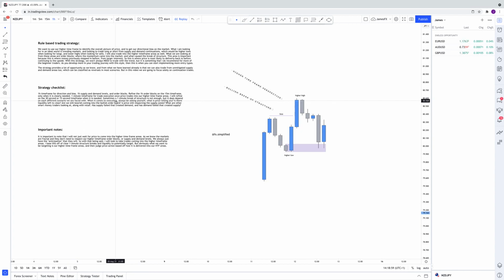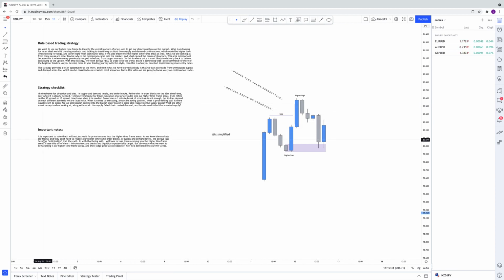So when it comes to executing, always be asking yourself, what is price telling you? Is there liquidity left to clear? Are we still bearish coming into the bullish order block? Is price still respecting the supply zones on a lower time frame, that is? What are other smart money traders looking at along with retail traders? Has supply failed that created demand, and has demand failed that created supply? So these are the questions that I'm always asking myself when I'm looking at entering trades, and it's important that you do the same. So you can stick to taking high quality trades and sort of filter out the bad ones.